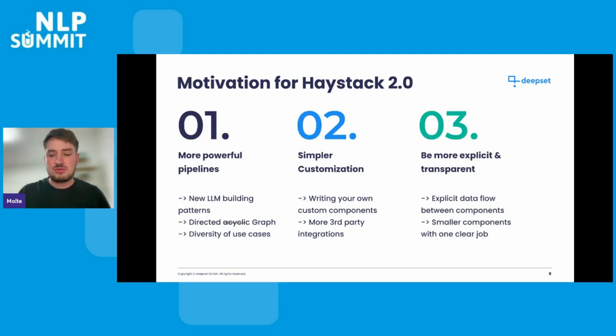The third part that really was important in this redesign is that we wanted to be even more explicit and transparent about what the framework does. This is a very conscious design decision, and it comes with advantages and disadvantages. From our experience, it's really helpful to not hide things that are happening in the framework, not abstract too much away from the user, but really make it explicit. Let the user know and make the conscious decision of, for example, how data flows between components in the pipeline, and really have only one job per component.